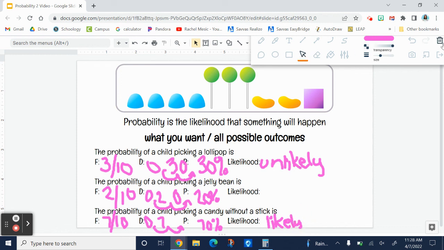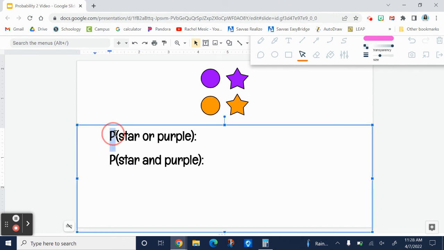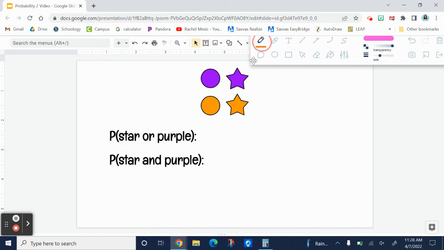All right, sometimes we're going to have strange wording. So let's just look at these 2 quick. Also, a shortcut for writing out probability is using just the capital letter P. So this stands for the probability of getting a star or purple shape. Okay, so there are 2 stars and an extra purple shape. All 3 of these are a star or purple. Okay, so it would be 3/4.